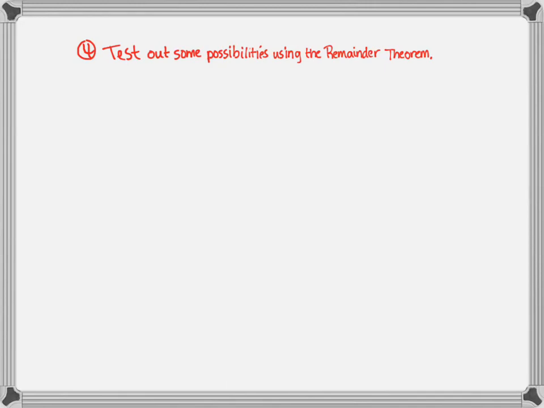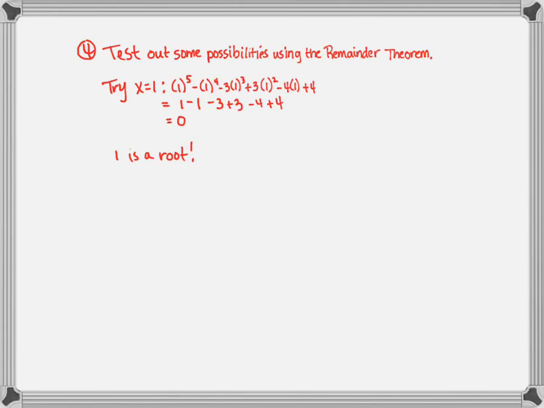Then let's test out some possibilities using the remainder theorem. Let's try x equals 1. Substitute 1 in for x: 1 to the fifth minus 1 to the fourth minus 3 times 1 cubed plus 3 times 1 squared minus 4 times 1 plus 4. That's 1 minus 1 minus 3 plus 3 minus 4 plus 4. That equals 0. So 1 is a root.